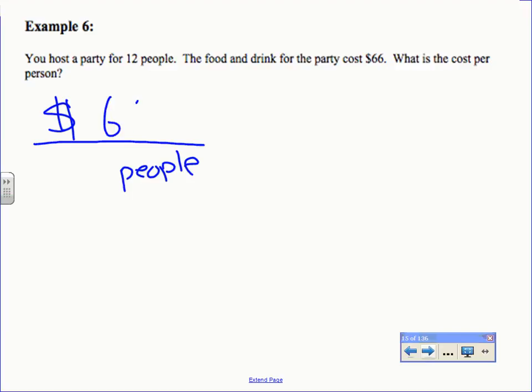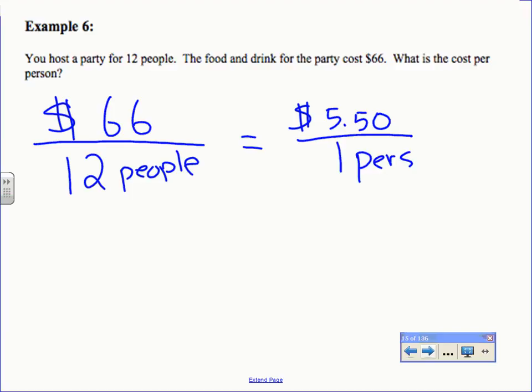Pretty easy. So we just need to simplify that. Ben told us the answer. You can simplify on your calculator if you want, or use long division, or use mental math. We end up with $5.50 for every 1 person at your party. So if you're charging people to come in the door, I would charge them that amount, then you're not losing or gaining money. Well, you could gain money, but that's kind of rude, right? You shouldn't really make a profit on a party that you're having, though.